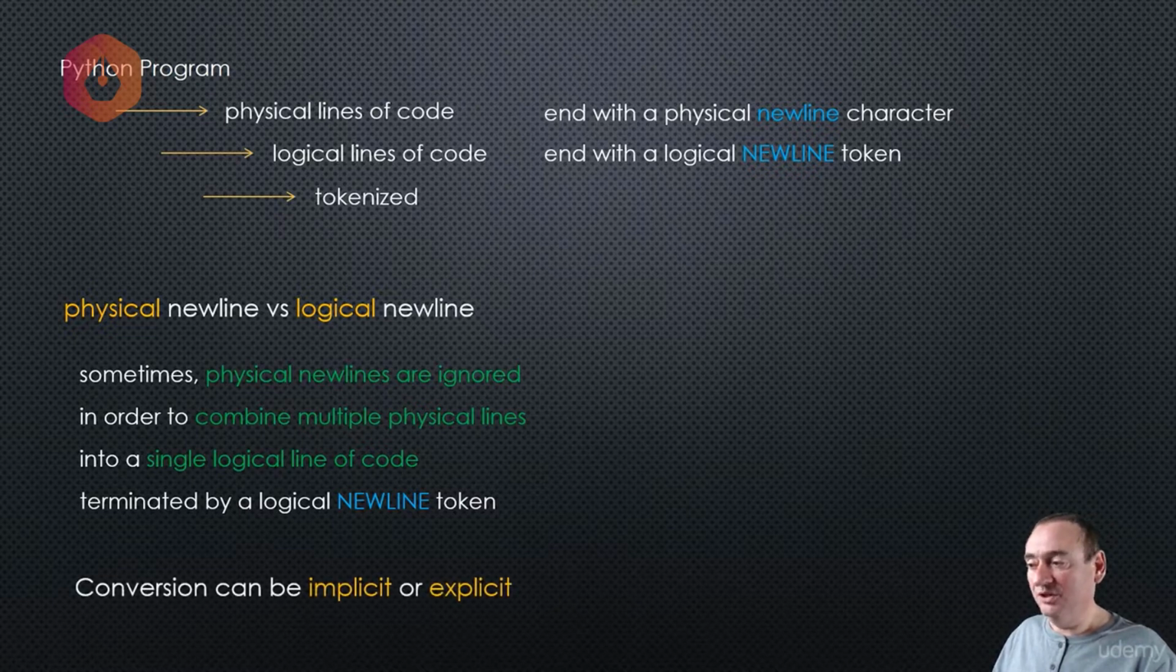So this conversion between physical and logical new lines, this removal of physical new line characters, is done either implicitly or explicitly. Implicitly in some cases, and in other cases we have to do explicit line breaks. So let's take a look at the implicit first.